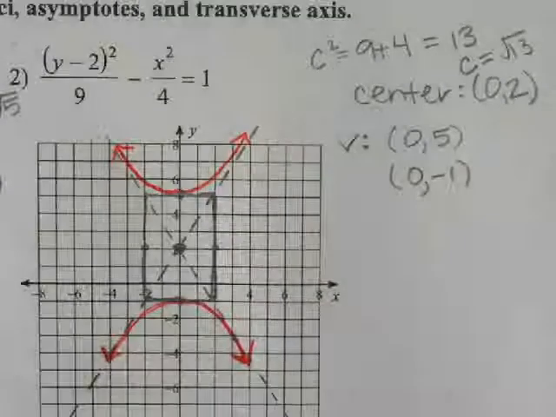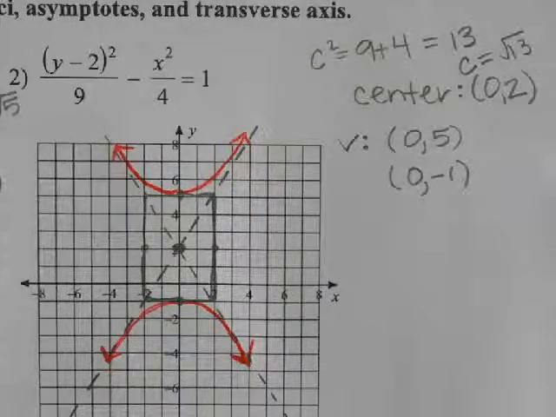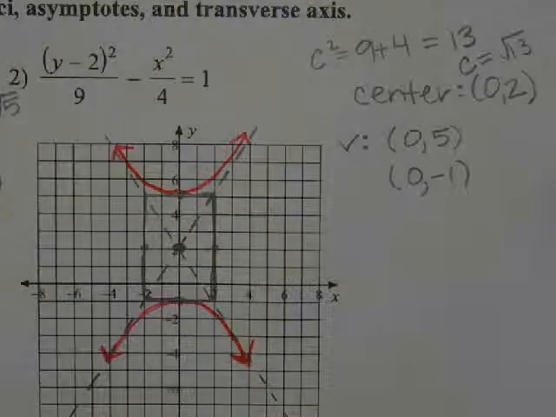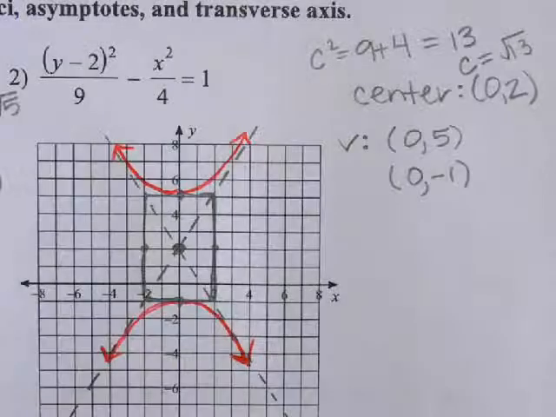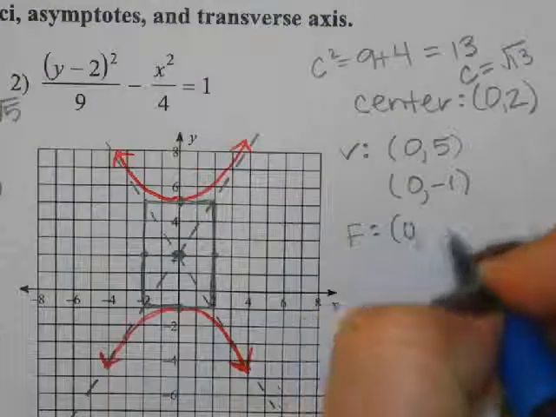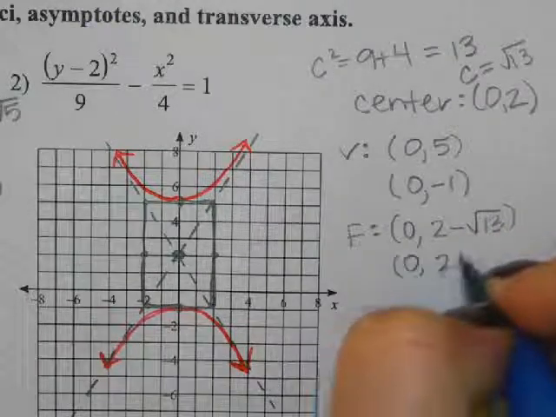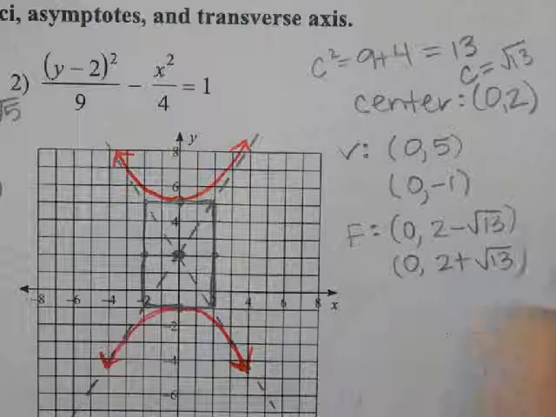And then this time, which direction do we go to get the foci? Up and down, yes. You're going to take the y coordinate of your center and add and subtract square root 13. So we've got 0, 2 minus root 13, and 0, 2 plus root 13.